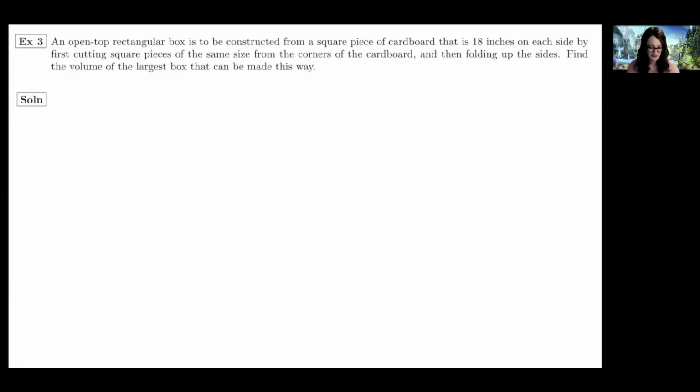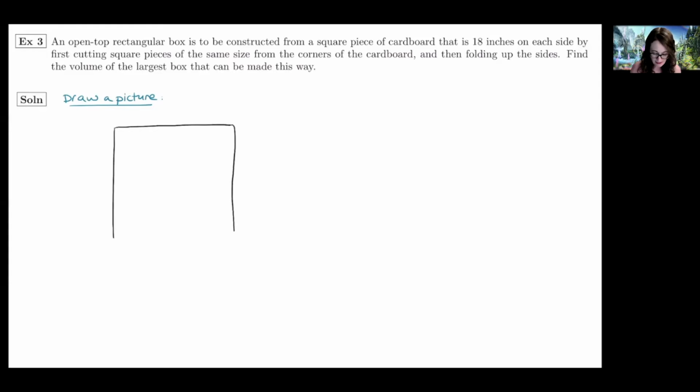So again, rather than wasting a bunch of paper to figure this out, we can use mathematics to model this and calculus to find the volume that is the largest. As always in these problems, I would suggest that you draw a picture first. So we can start by just drawing this square piece of cardboard. So I'm just going to draw a square.